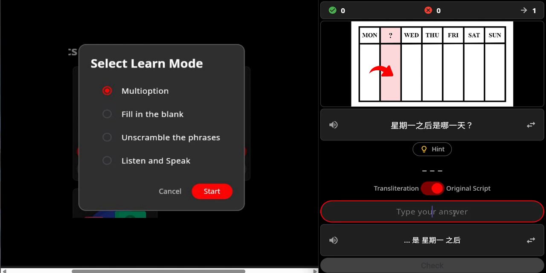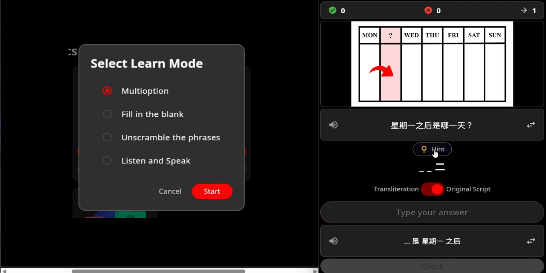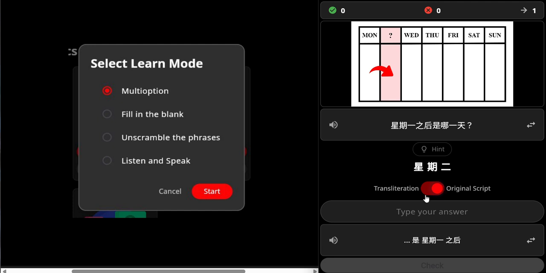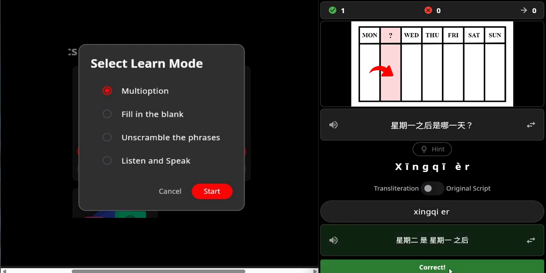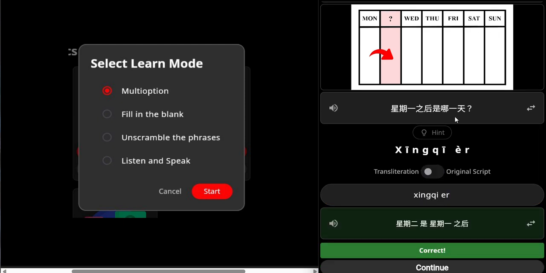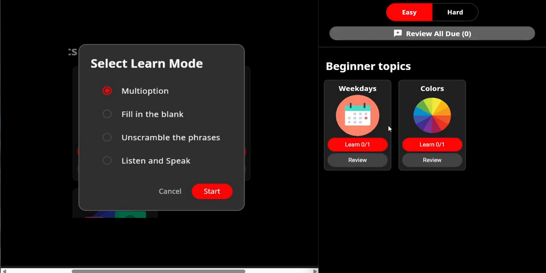You have to type here in the box, and you can do it using the original script or the transliteration. And if you have no idea what the missing word is, you can use the hint button. You can use it as much as you want. You can get the hints in the original or Latin letters, both. So, of course, later when you know more, you wouldn't use the hint button that much, but it's always up to you how much you want to use it.